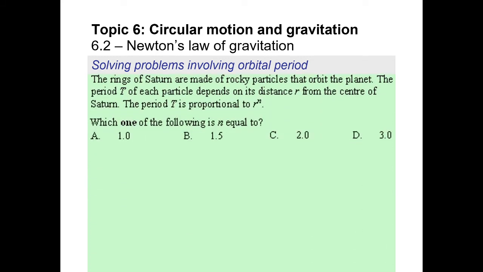Let's see, next. The rings of Saturn are made of rocky particles that orbit the planet. The period T of each particle depends on its distance r from the center of Saturn. The period T is proportional to r to the n. Which one of the following is n equal to? Okay, so period T is proportional to r to the n. Before we just jump the gun here, we have to remember Kepler's law.